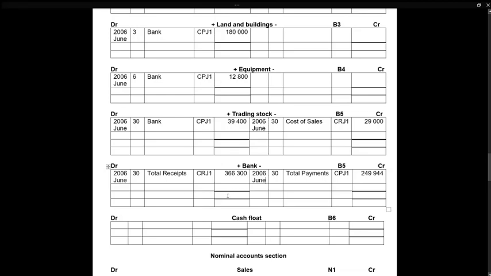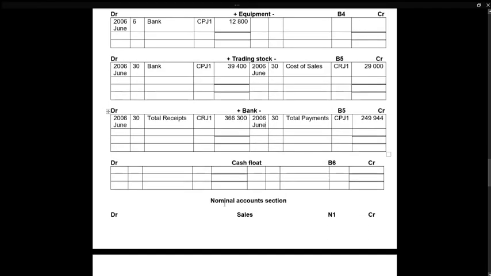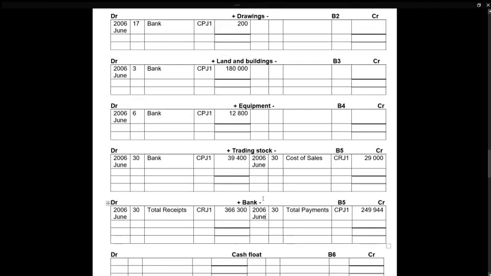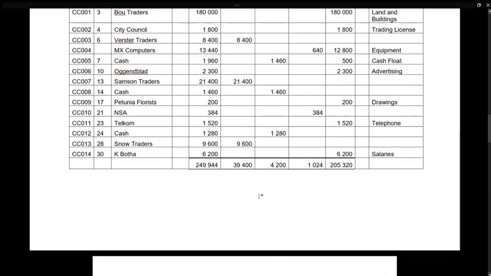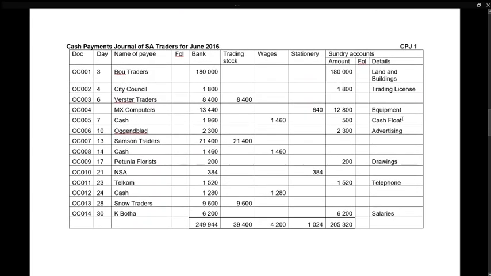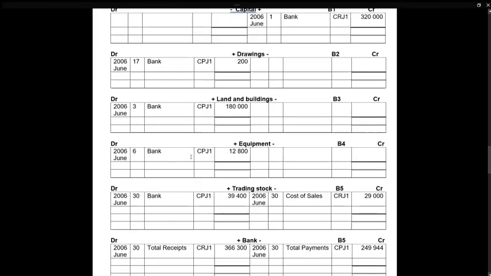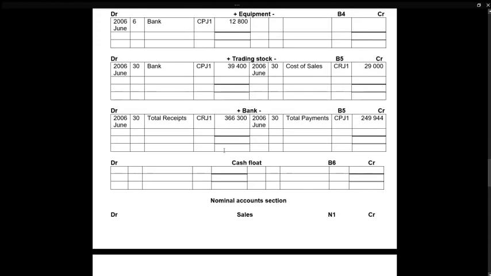Right, that's it for bank. I'll come back to the balancing just now. Next one will be cash float. Let's go and have a look at cash float. Yes, that transaction, cash float. We put money into our cash float, 500 Rand. That transaction took place on the 7th. Cash float is also an asset account.